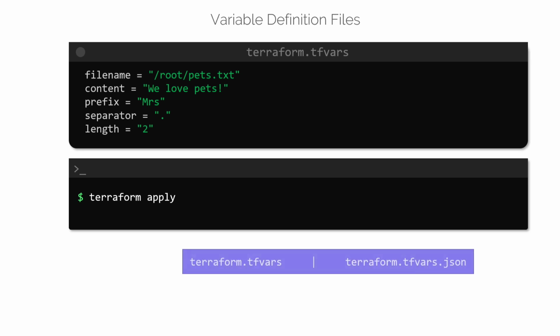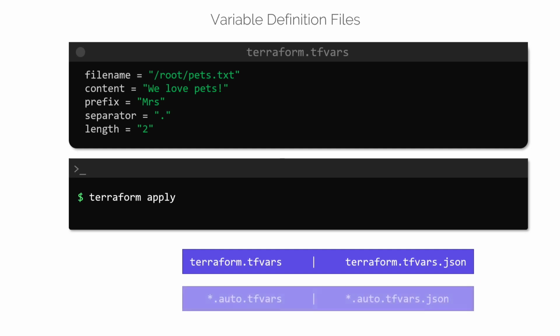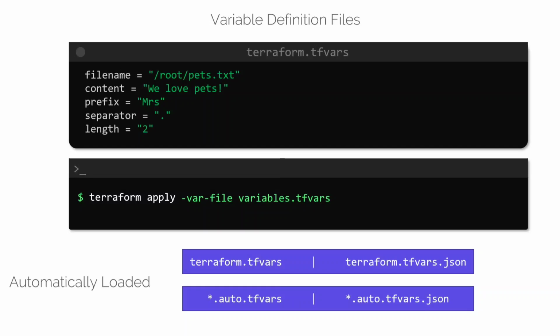The variable definition file, if called terraform.tfvars or terraform.tfvars.json, or by any other name ending with .auto.tfvars or .auto.tfvars.json, will be automatically loaded by Terraform. If we use any other file name, such as variable.tfvars, for example, you will have to pass it along with a command line flag called -var-file like this.